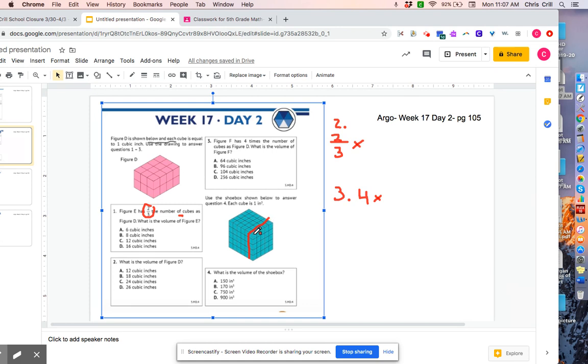Instead of counting all these cubes, I'd say 1, 2, 3, 4, 5. 1, 2, 3, 4, 5. 5 times 5 is 25. And then multiply that by the number of layers. Or you could do the same thing with the top layer, whichever you're more comfortable with.